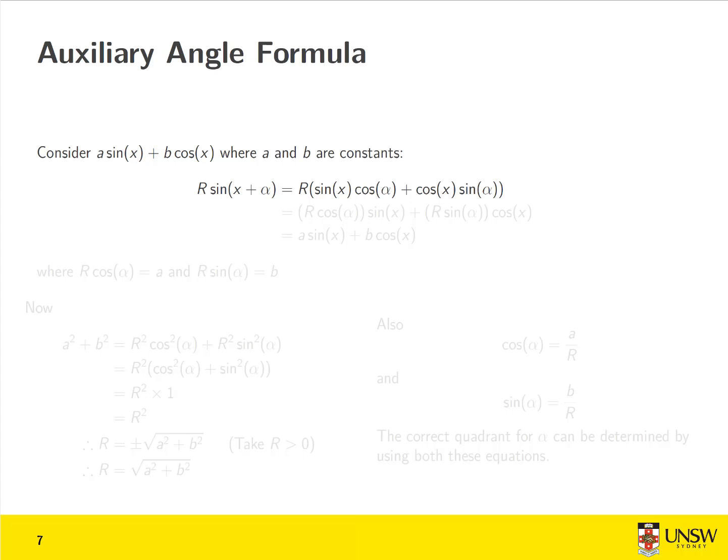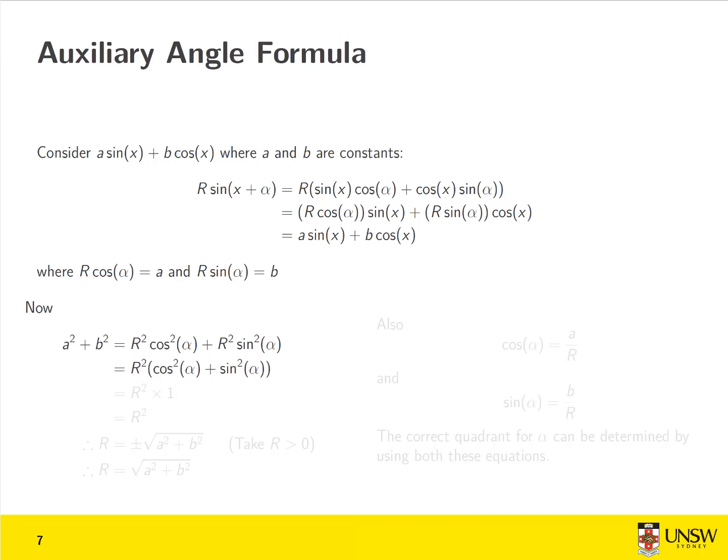Expanding this out, we can rearrange terms and find that such a conversion can be made if a equals r cos alpha and b equals r sin alpha. We can combine these two conditions on a and b to find simpler conditions on r and alpha instead. First, note that a squared plus b squared has a factor of sine squared plus cos squared, which we know to be 1. This means that r squared equals a squared plus b squared.